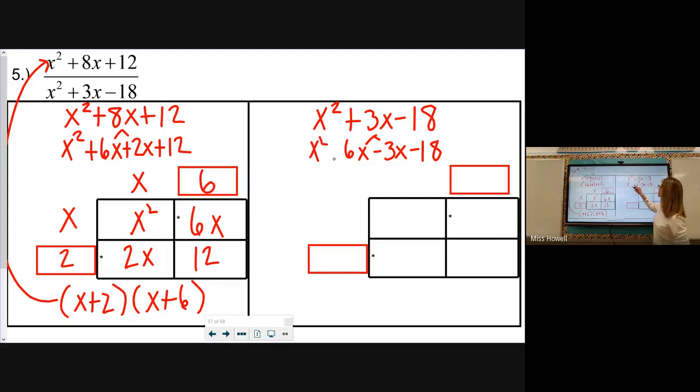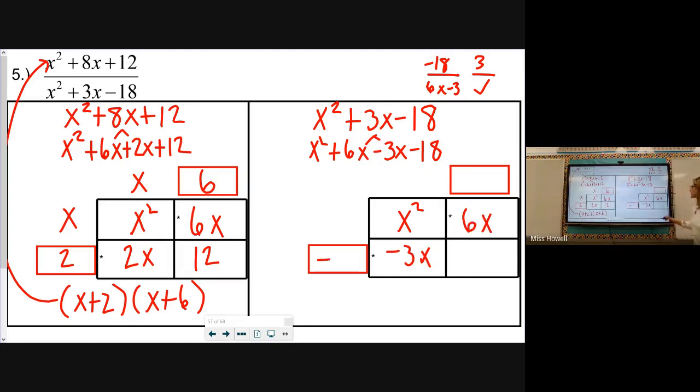Again, I'm doing that in my head because I can. So if you need your little guess and check, right? If I need this negative 18 and I need a positive 3 and I do some options until I get to 6 times negative 3 is my magic combo, then go ahead and do that. All right, x squared, 6x, negative 3x. Oop, negative here. I'm going to pull that out right now. And negative 18.